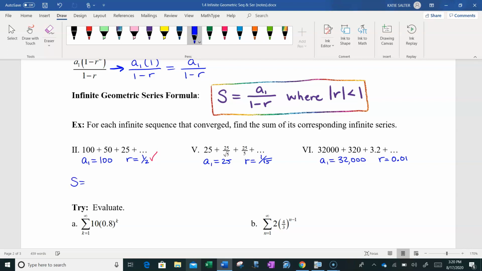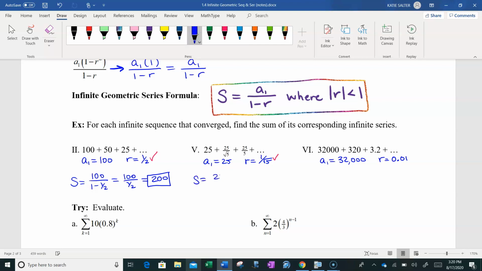S equals the first term divided by 1 minus r, which is 1/2. So that's 100 divided by 1/2. So we would multiply by the reciprocal, and that is 100 times 2, which would give us 200, which is actually what we thought it might converge to, what it looked like it was converging to. So we've now proven that. For the next one, 1 over the square root of 5 is also a number that is between -1 and 1, so we can find this sum.